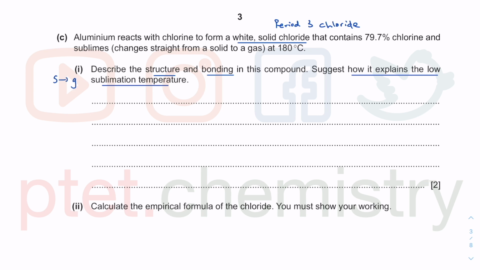gas. So the low sublimation temperature suggests that you must have a simple covalent structure. That's the only structure that will have low melting and boiling point, because you would just be breaking the weak intermolecular forces between the molecules. So the low sublimation temperature straight away suggests it must have simple covalent structure or simple molecular structure, both of which are accepted by Cambridge, obviously. Suggests that the solid chloride has simple covalent structure.